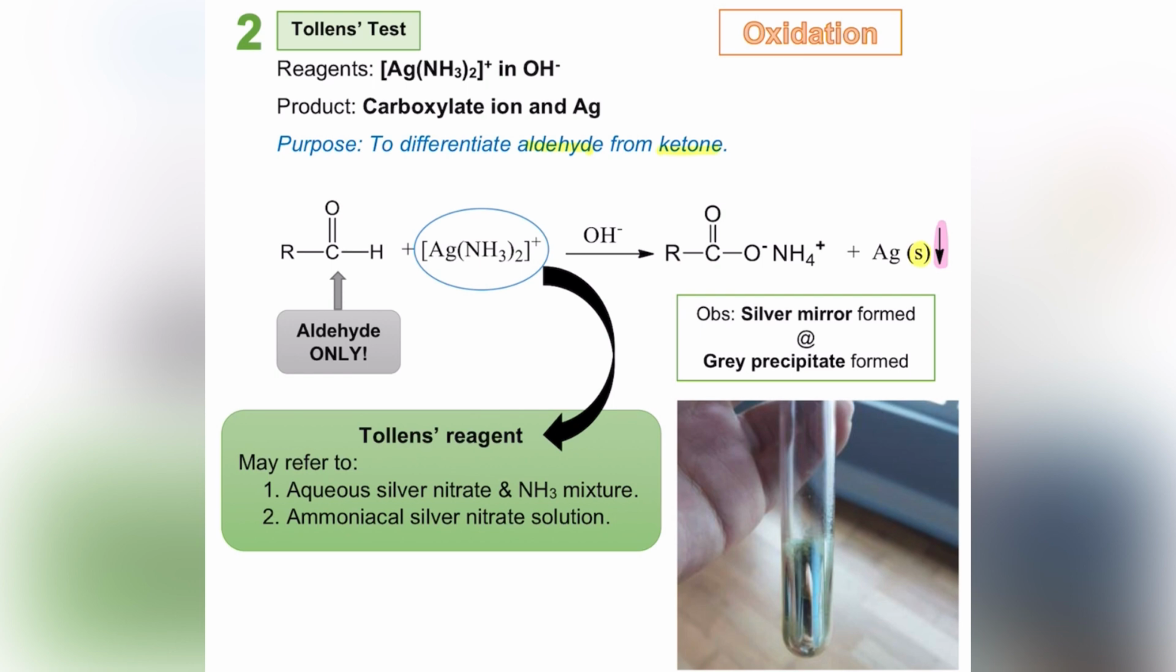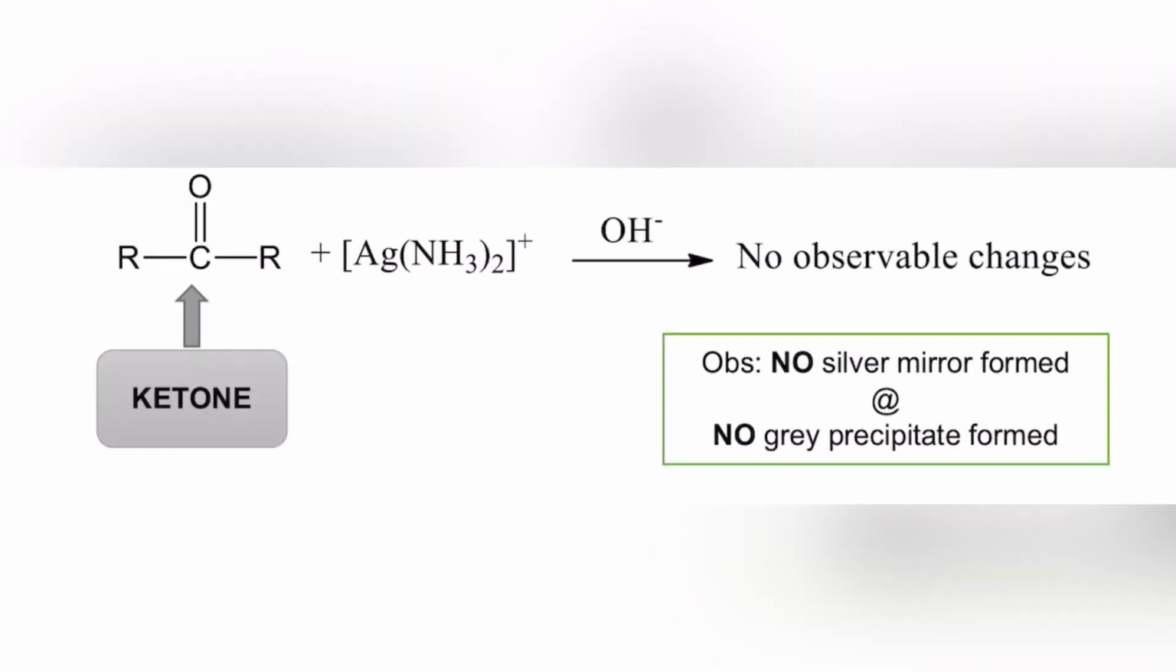The observation comes from the formation of the product, which is a silver mirror. Or if you cannot see the silver mirror like this, sometimes we can also accept a grey precipitate forms. When writing the equation for the ketone, as we know, it cannot be oxidised because a ketone doesn't have any reducing hydrogen.